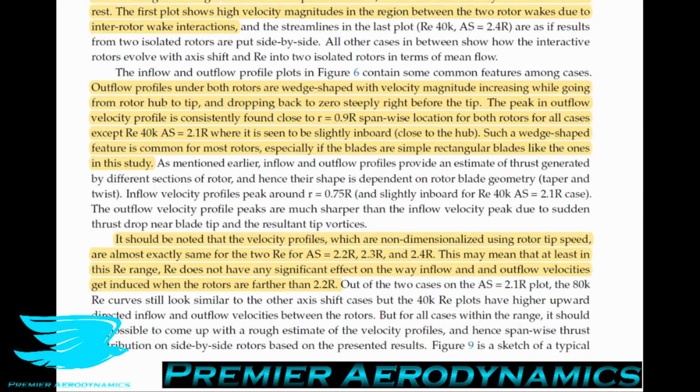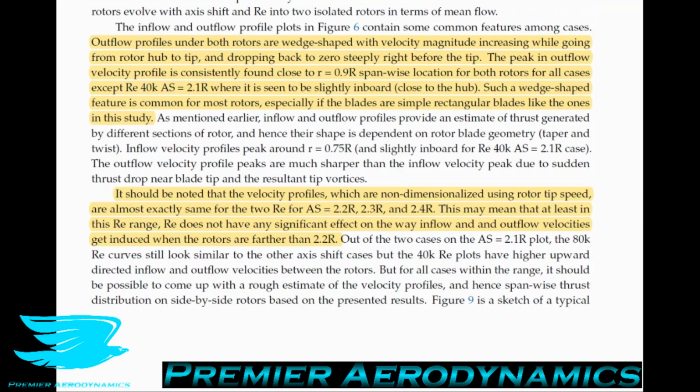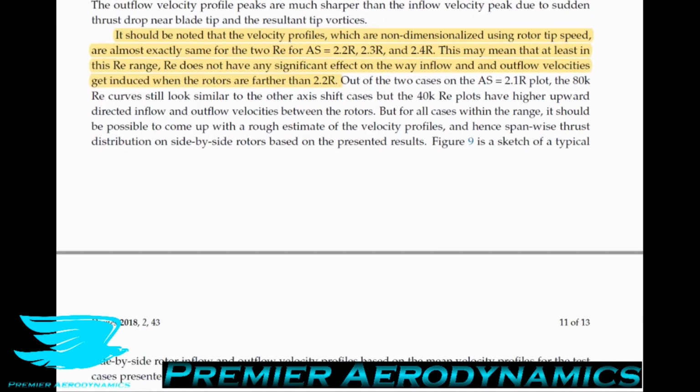So they're saying that the profiles aren't that surprising when you have these rotors very far away from each other. That's what they should be. It should be noted that the velocity profiles, which are non-dimensionalized using the rotor tip speed, are almost exactly the same for the two Reynolds numbers for the axis shift of 2.2 times the radius, 2.3 times the radius, and 2.4 times the radius.